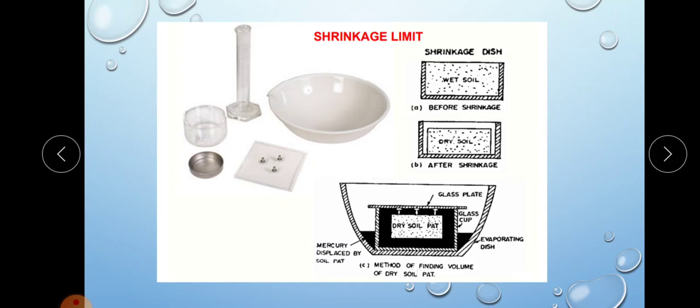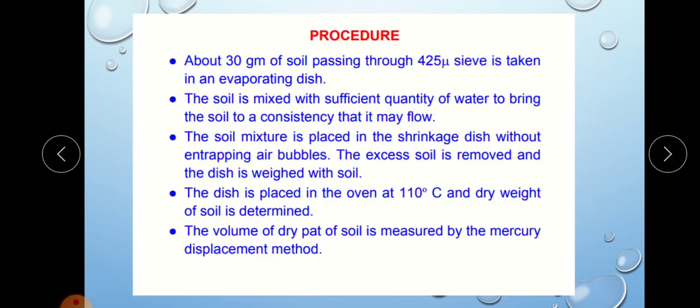So for calculating the shrinkage limit, these are the apparatus: there is an evaporating dish, a glass plate, and we are using mercury, and this is the shrinkage dish. So these are the equipment for calculating the shrinkage limit. Now we can discuss the procedure.